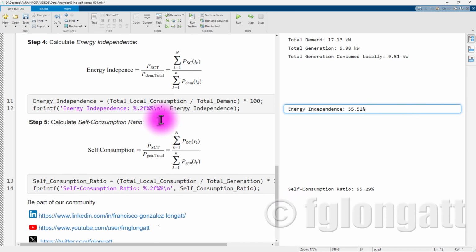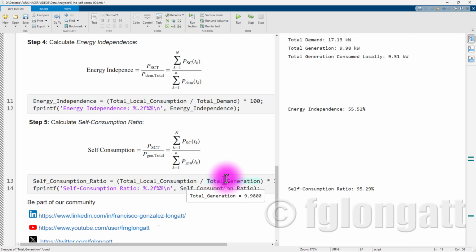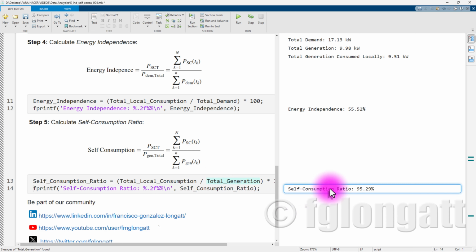Then the next step is calculating the self-consumption ratio. Again, we are using the total local consumption, 9.51, divided by the total generation, 9.98. And as you can see over here, the self-consumption ratio is a very important indicator because this is telling you that 95% of the generation coming from the solar PV panel is used to cover the local demand.